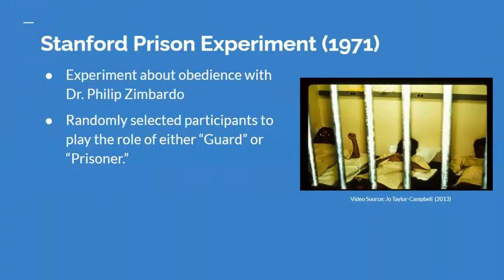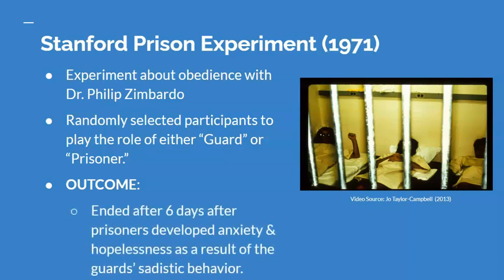As you observed in the experiment, the study started off slow and kind of boring. Unfortunately, the experiment ended after 6 days when prisoners developed anxiety and hopelessness as a result of the guards' sadistic behavior. Decades later, in follow-up interviews with these young men, most described how they lost their sense of self when they were in the role of guard or in the role of prisoner.